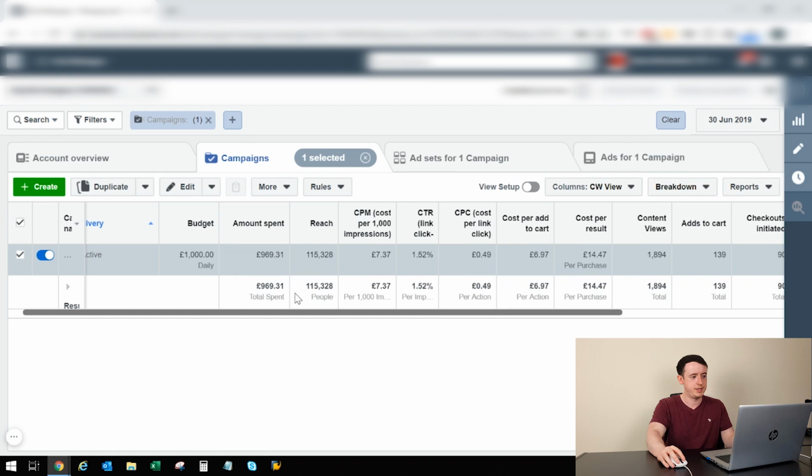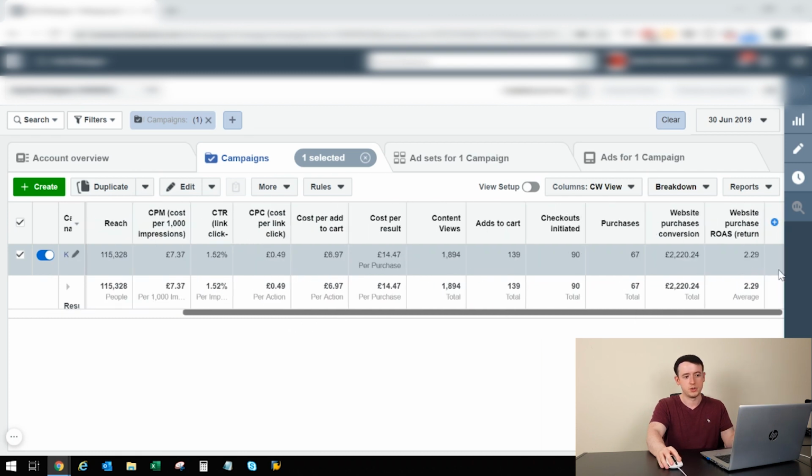And then if I go to the 30th, it almost spent the full amount. Now I didn't increase my cost cap. I left it at the £15 that it was set at. And it spent 969 of the 1,000. And my ROAS was 2.29. So it was profitable even there. So it spent £1,000 and brought in just over £2,000.